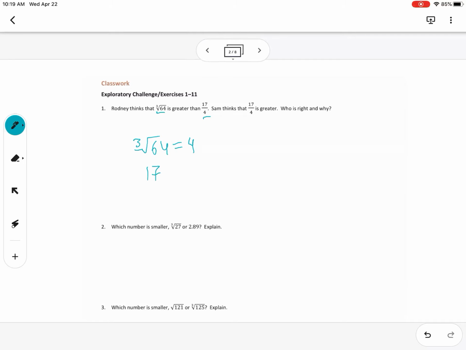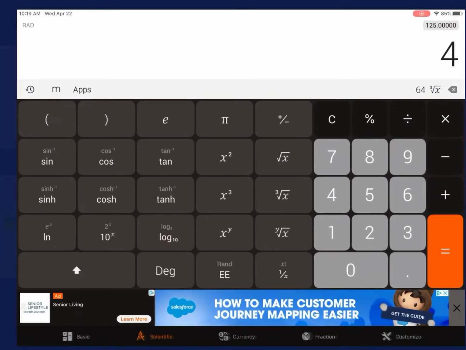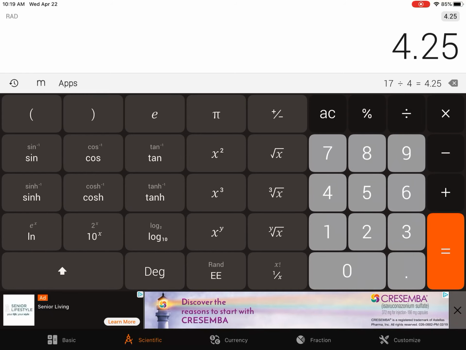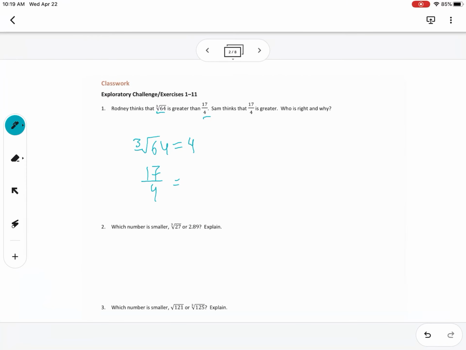And now we're going to find out what 17 over 4 equals, or 17 divided by 4. So I'll go back to the calculator, clear that out, type in 17 first, divided by 4, and then hit equal. And that does give me 4 1/4, which is true. So now I can answer this question properly. It asked me which one was greater, and Sam was right. So Sam's number is greater, so Sam was correct. You would need to be able to explain that. Sam's number, 4 1/4, is larger than 4.